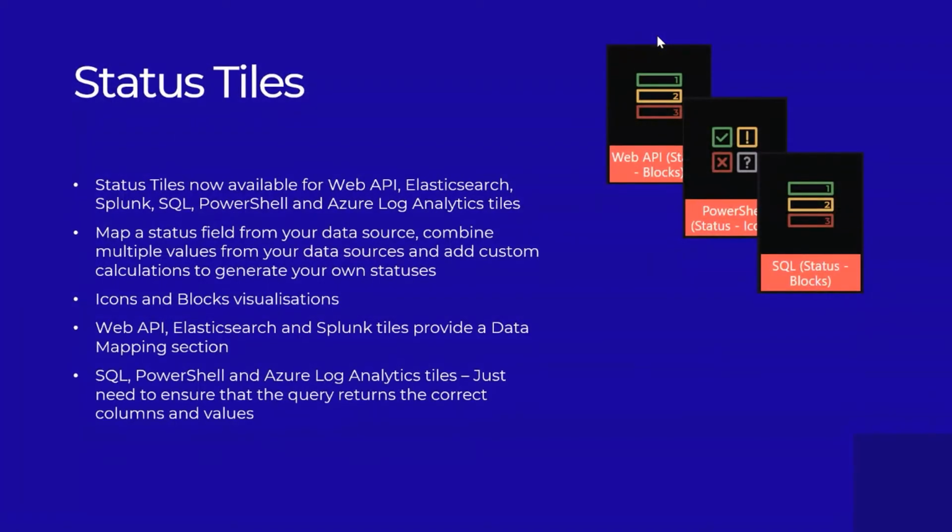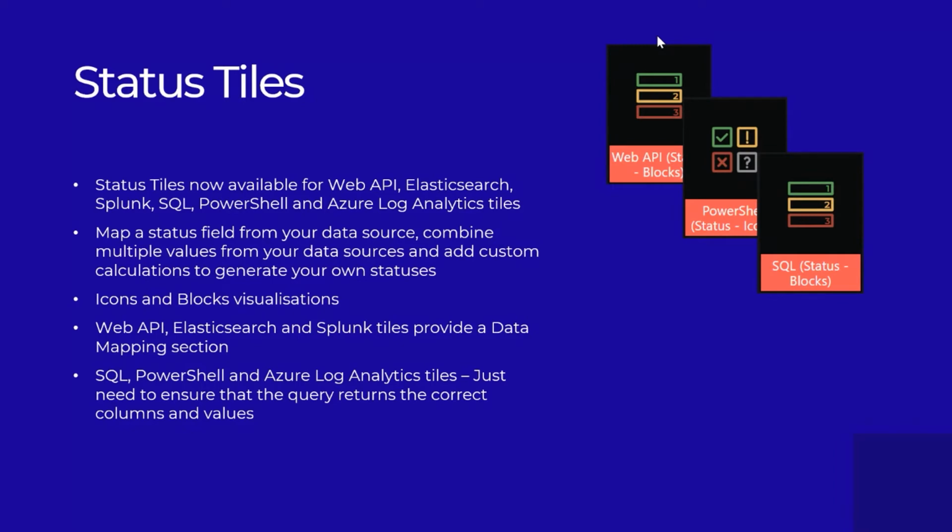Lastly, I actually want to look at the status tiles as well. So we've now got status tiles available for Web API, ElasticSearch, Splunk, SQL, PowerShell, and Azure Log Analytics tiles. It allows you to map status fields from your data source, or combine multiple values from data sources and add your own custom calculations to generate your own statuses. And we've got icons and block visualizations available for those.